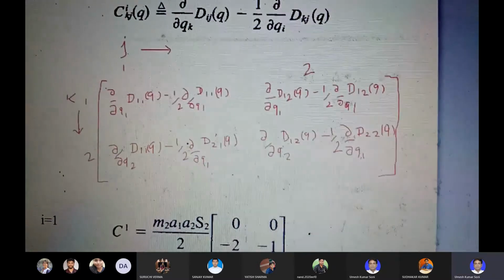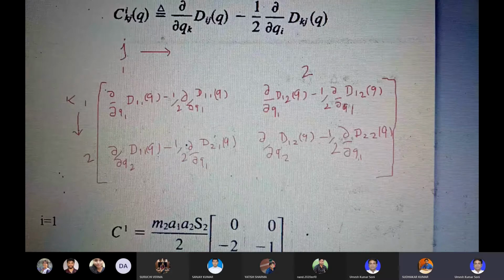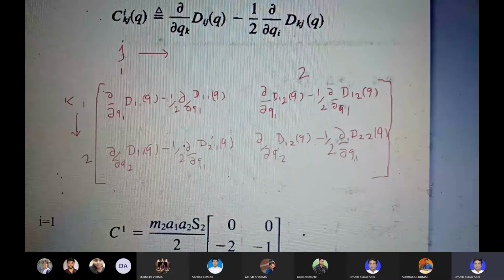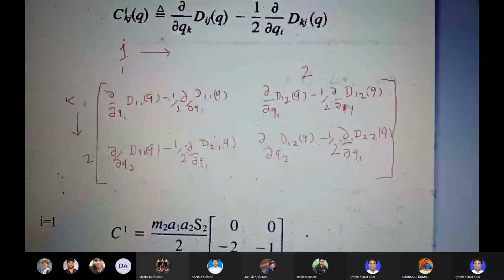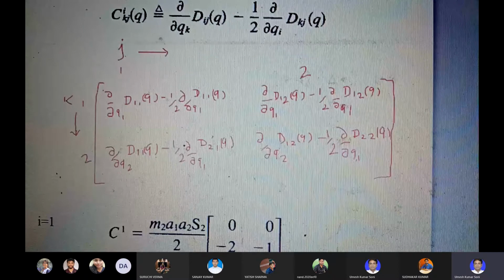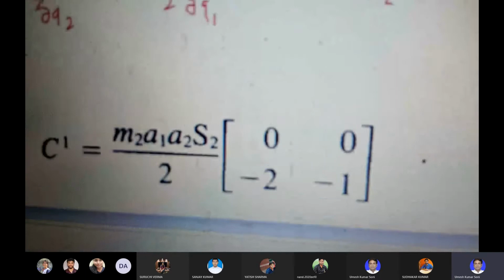Calculate, note this down, because this is not given in the book. Directly in the book you get this equation.